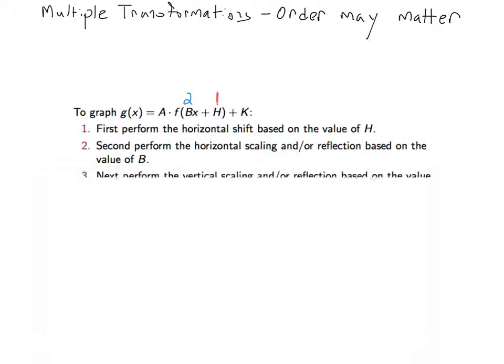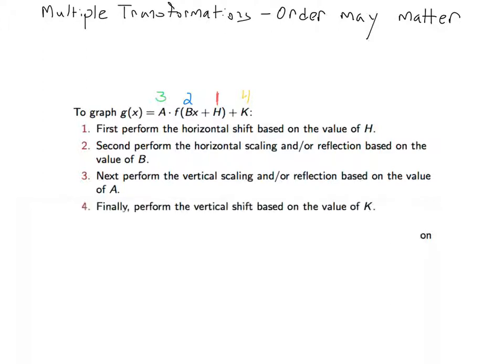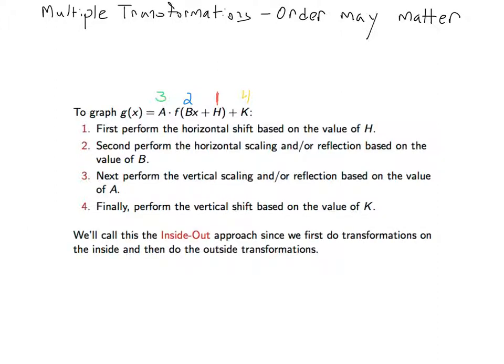Then we move to the outside, and we perform a vertical scaling on the outside. So the third transformation that we do is we think about what effect A has, and that might be a scaling and/or a reflection if A is negative. And then the very last transformation is going to be this vertical shift by a value of k. And so we'll call this method, again, the inside out method. So we start on the inside doing the shift, then the scaling or reflection, and then we move to the outside doing the scaling or the reflection, and then finally the vertical shift.